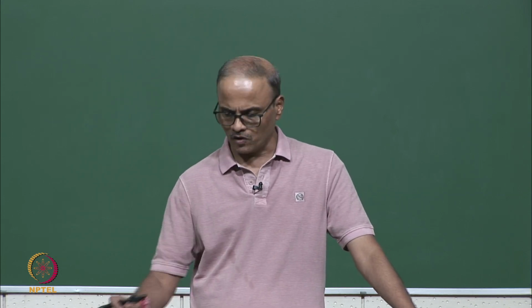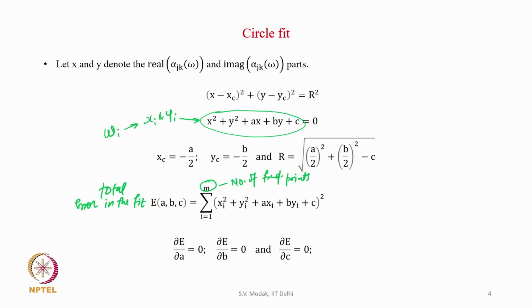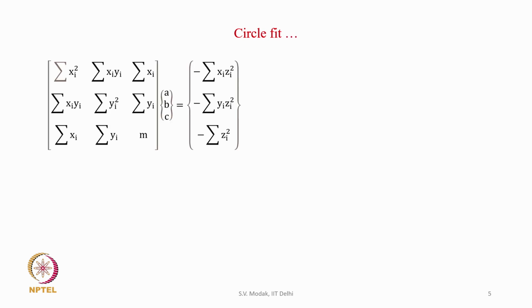So, for e to be small, we need to satisfy the conditions that the first derivative of e with respect to a, b, c, the unknowns, should be 0. When these conditions are applied, it leads to 3 equations, which we have put into matrix form as shown here. The coefficient matrix on the left hand side and the vector on the right hand side of this equation depend on the FRF values xi and yi and the number of frequency points m.